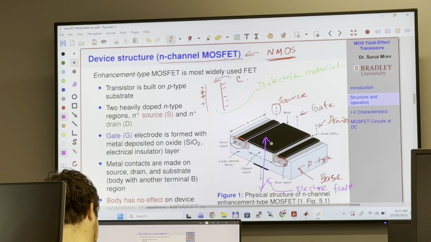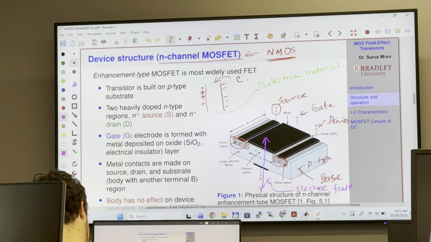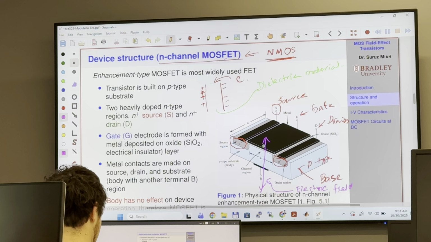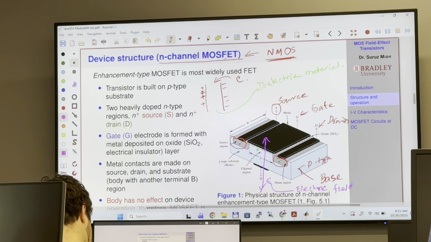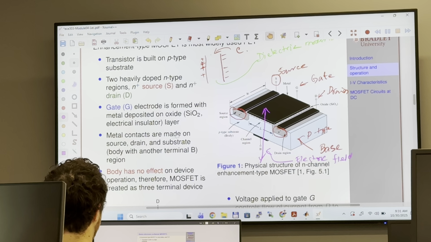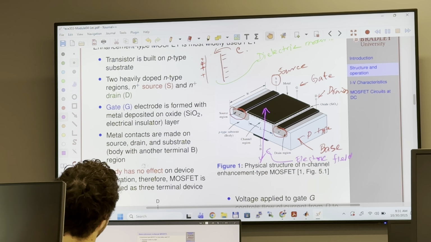And because you have this metal, and the oxide, silicon dioxide layer, is in between the metal and the substrate, that's why we have metal, oxide, semiconductor. That's how this naming convention stems from. So the electrode is formed with metal deposited on the oxide layer, and then metal contacts are made on the source, drain, and substrate.